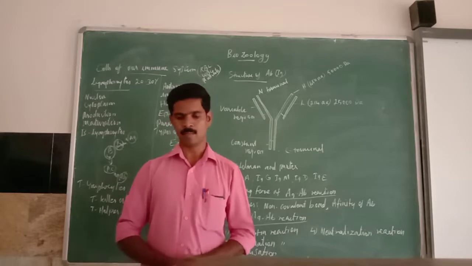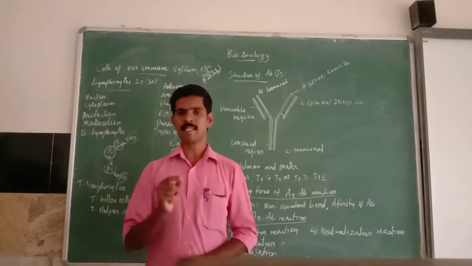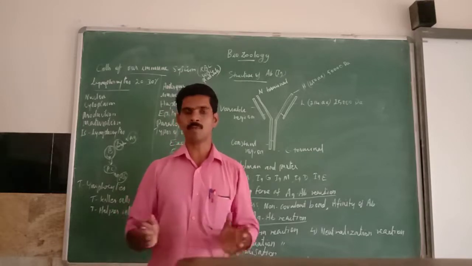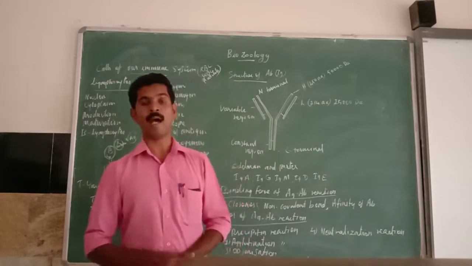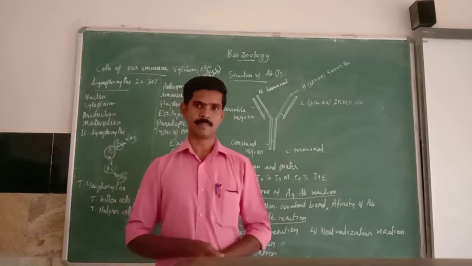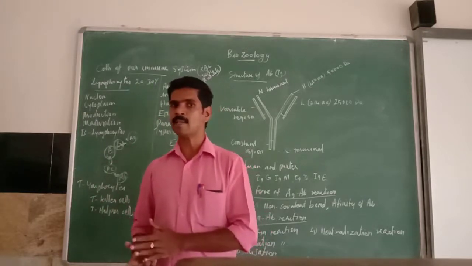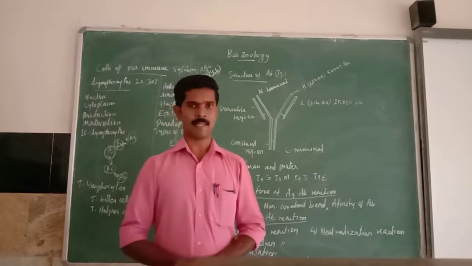So, my dear students, one more important point: some B lymphocytes will not produce any antibody. They do not produce any antibody, and they become memory cells. So the B lymphocytes which are not producing antibodies become memory cells.